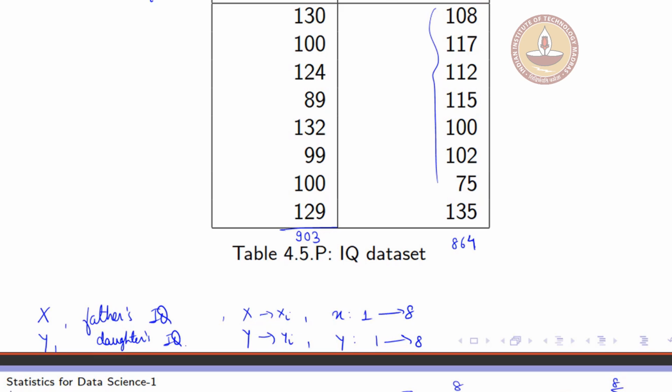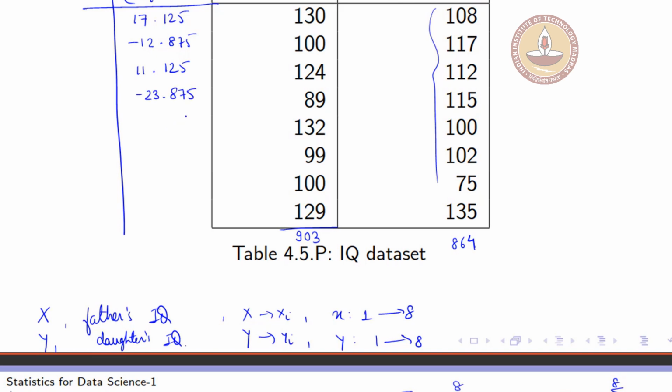So xi minus x bar. This is going to be 130 minus 112.875. So this is 17.125. This is going to be 100 minus 112.875. That is minus 12.875. This is going to be 11.125. This is going to be minus 23.875. This is going to be 19.